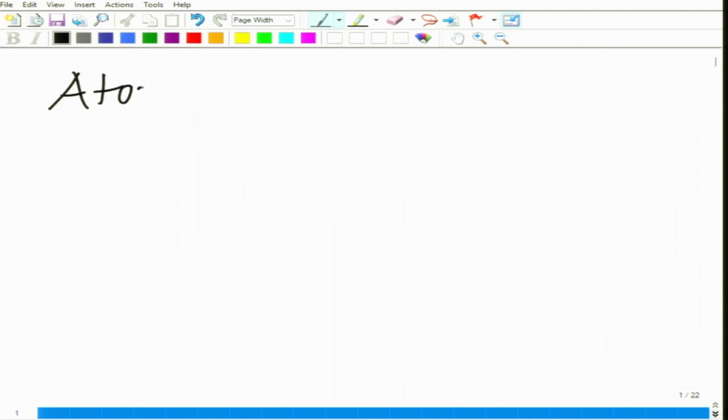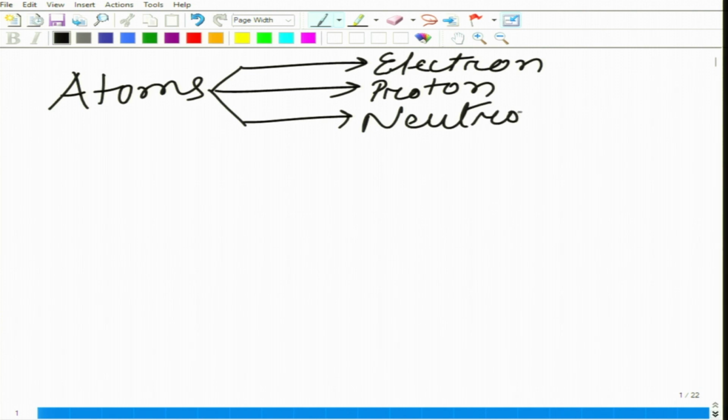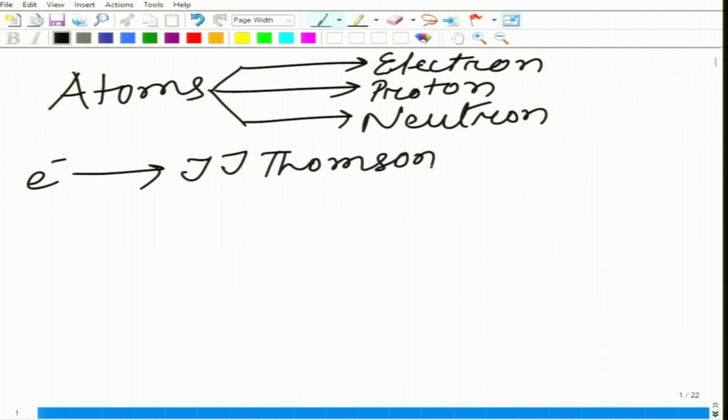So, atoms have mostly three subatomic particles: electron, proton and neutron. So, electron was discovered by J.J. Thomson by the cathode ray experiment.